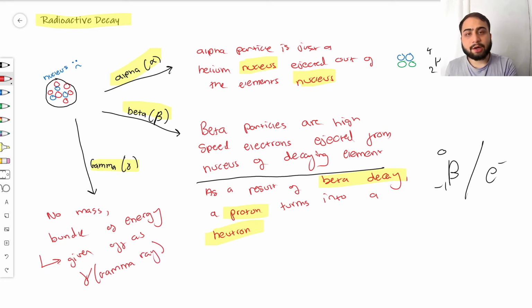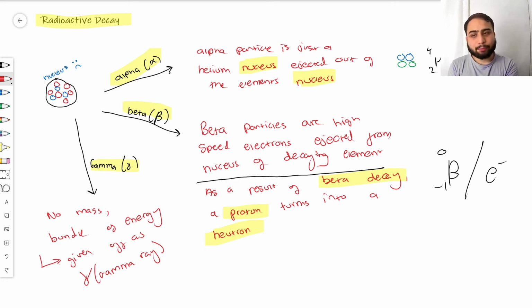Rays. Now if we remember our electromagnetic spectrum, gamma rays are way at the edge of it, which means that they have an extremely short wavelength but also very, very high energies, right? So gamma decays are just electromagnetic rays emitted from the nucleus to give off some excess energy.